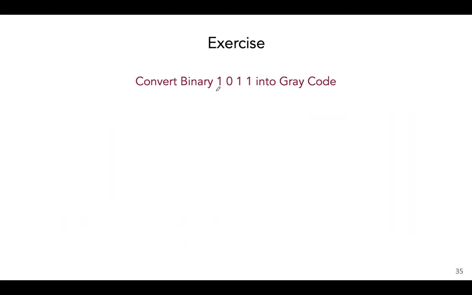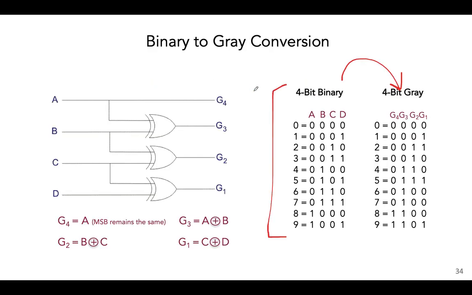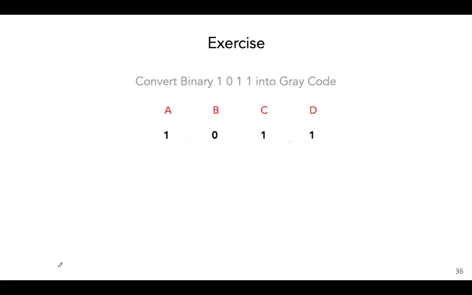Suppose we need to convert this binary number 1011 into gray. The equations we'll use are these. It's a very simple conversion. So this is the given binary ABCD, 1011. Now the first bit remains the same. Again, you can look back at the equations and see that the first bit remains the same.